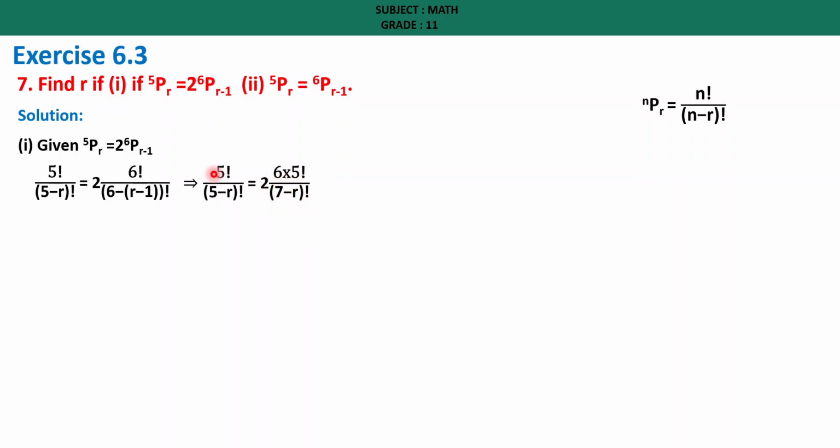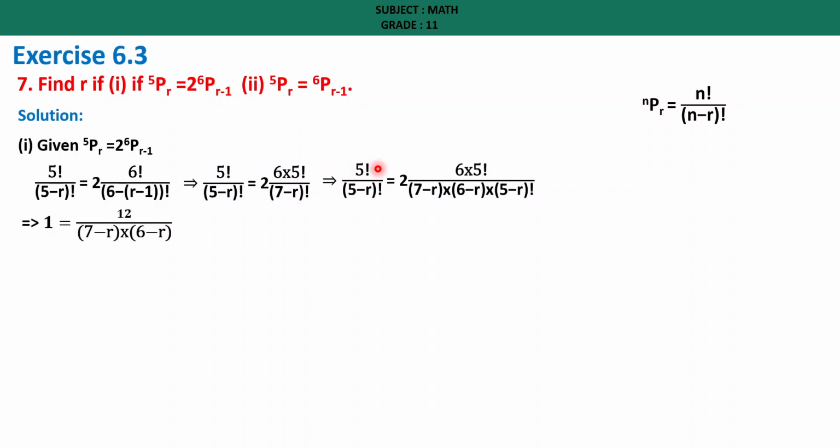Now we can cancel 5 factorial in the numerator, and this (5 minus r) we can cancel. So we can write it as 5 factorial divided by (5 minus r) factorial, 2 into 6 into 5 factorial divided by (7 minus r)(6 minus r)(5 minus r) factorial. We can cancel these (5 minus r) factorial and 5 factorial. So we are going to get 1 is equal to 12 divided by (7 minus r) into (6 minus r). Now let us transpose here. We are going to get (7 minus r) into (6 minus r) is equal to 4 into 3, because if we observe, these are consecutive numbers. So 12 we can write as 4 into 3.